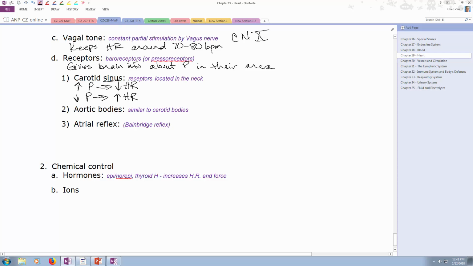Our notes here say the aortic bodies are similar to the carotid bodies. And so if we're sending out too much blood, the heart rate will slow down. If we're not sending out enough blood, the heart rate will speed up. So that's what we're referring to there.